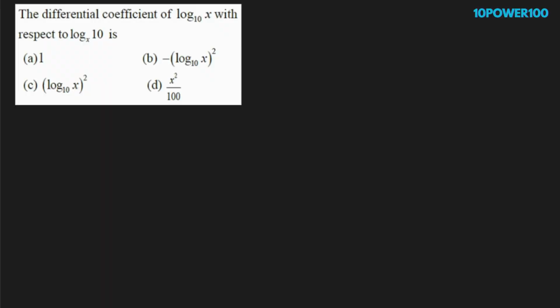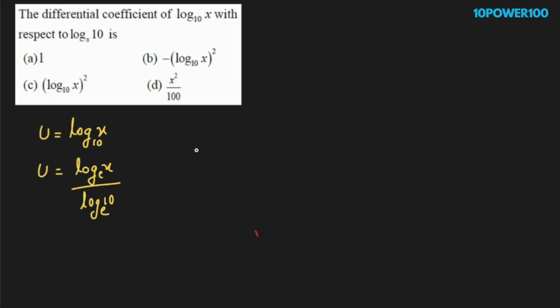Next question. The differential coefficient of log x, the base 10, with respect to log 10, the base x. Okay, so let's see how to solve this. First, I'll consider u is equal to log x, the base 10. So we have to change the base of a log. That's the reason I've written two different functions. If you change the base of a log, u becomes log x, the base e, divided by log 10, the base e. So this is the base change property.